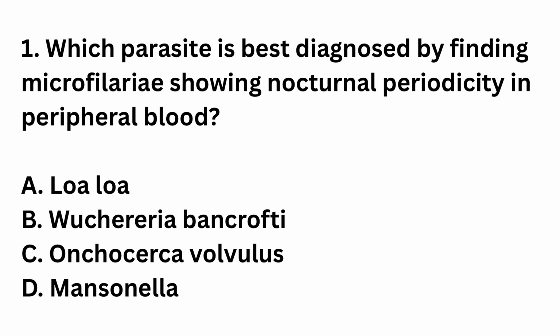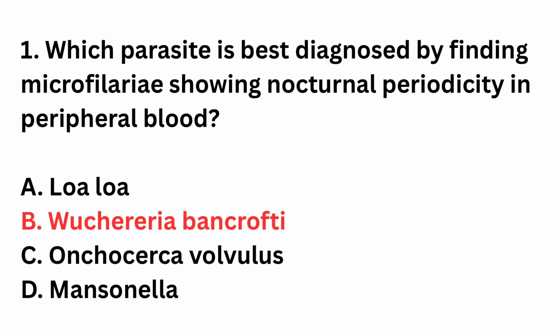Question number 1. Which parasite is best diagnosed by finding microfilariae showing nocturnal periodicity in peripheral blood? Loa loa, Wuchereria bancrofti, Onchocerca volvulus, Mansonella. The right answer is option B, Wuchereria bancrofti. Wuchereria bancrofti microfilariae circulate in blood at night. This matches the night-biting mosquito transmission pattern.